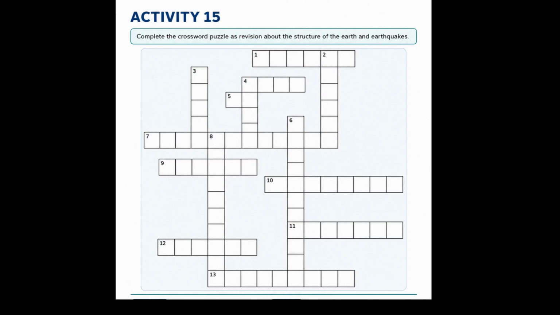Down 8. Earthquake. An earthquake happens when energy is suddenly released in the Earth's crust. This usually happens along faults where tectonic plates move, get stuck, and then suddenly break free. The answer is earthquake.